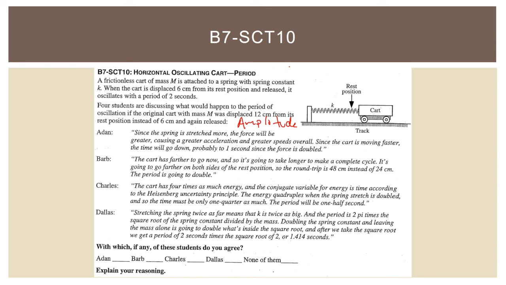Dallas says stretching the spring twice as far means the K is twice as big. And since the period is 2 pi times the square root of the spring constant divided by the mass, doubling the spring constant and leaving the mass alone is going to double what's inside the square root. After we take the square root, we get a period of 2 seconds times the square root of 2, or 0.414 seconds.